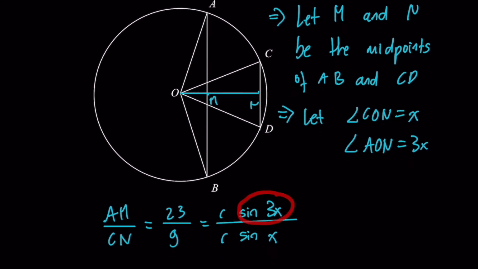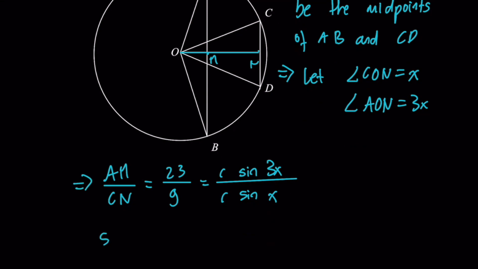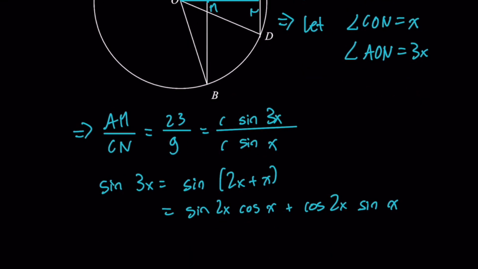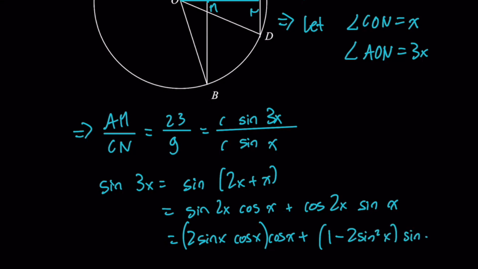Let's find the expansion of sine 3x. Sine 3x is sine (2x plus x). If you have plus, it will be sine 2x cos x plus cos 2x sine x. And then we change the 2x to be x. It will be 2 sine x cos x plus the cos 2x. It will become 1 minus 2 sine squared x, times sine x.